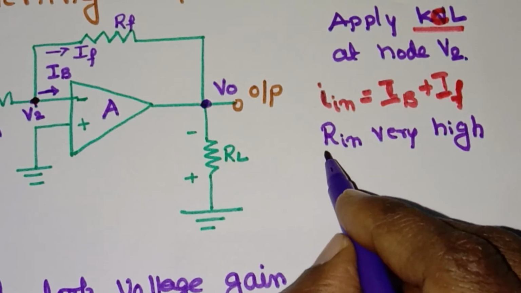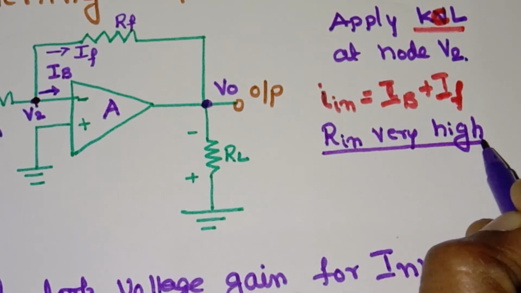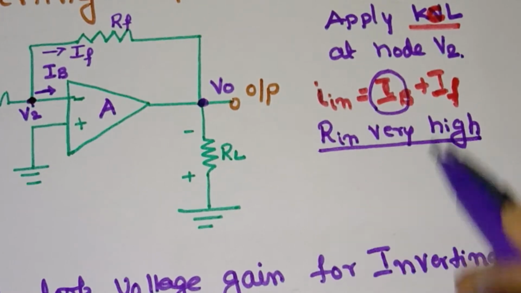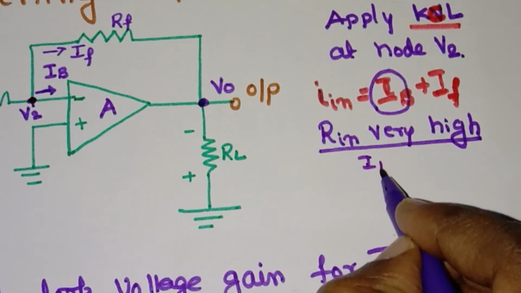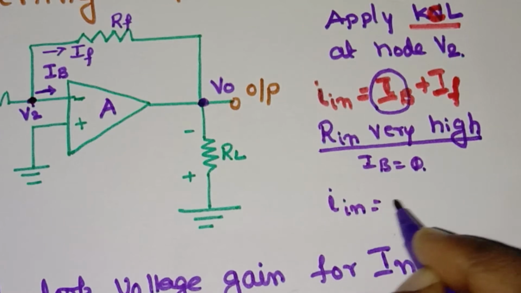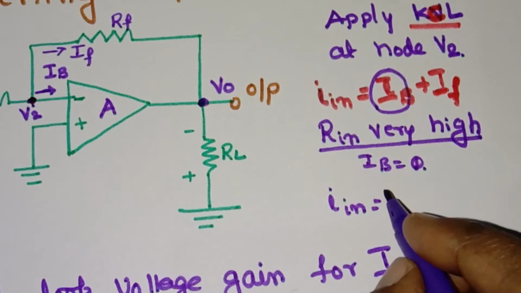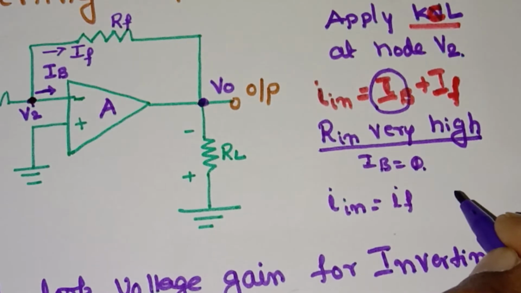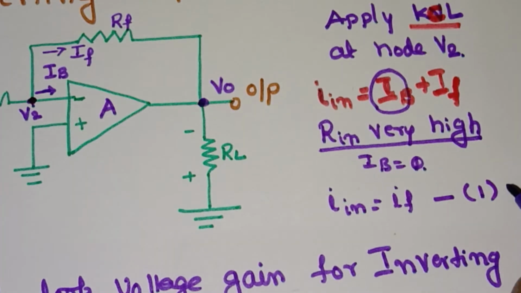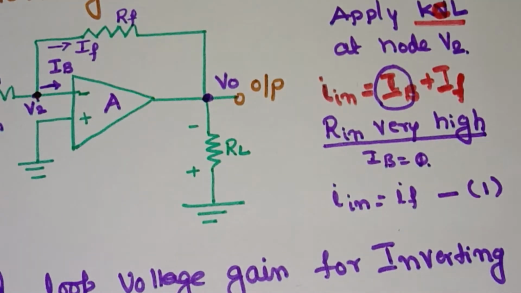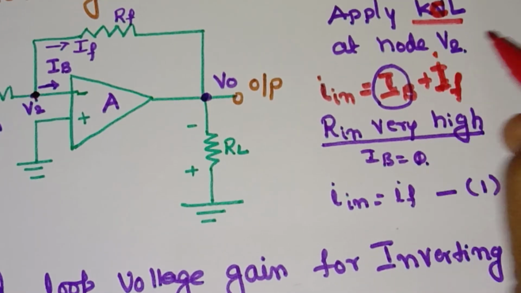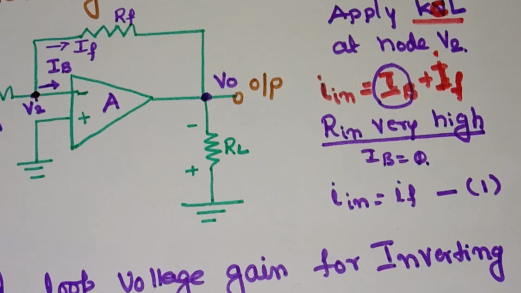And we have learned one more thing about this also. So because of that, what happens? IB is equal to 0. So we are going to get IN is equal to IF. Let us take this as the first equation. If you are confused, don't worry about capital or small letters, any one we take here, we will make it small if.